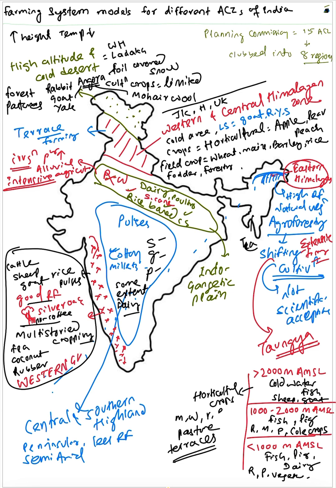Okay. Then next coming to Western arid and desert region. This part is called the Western arid and desert region.